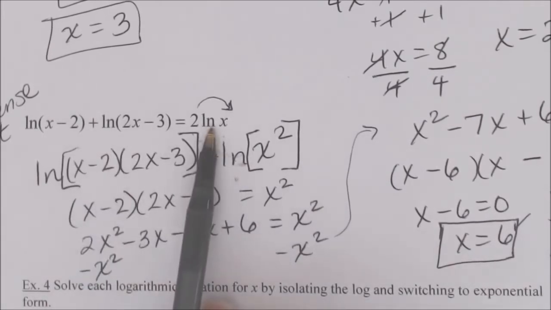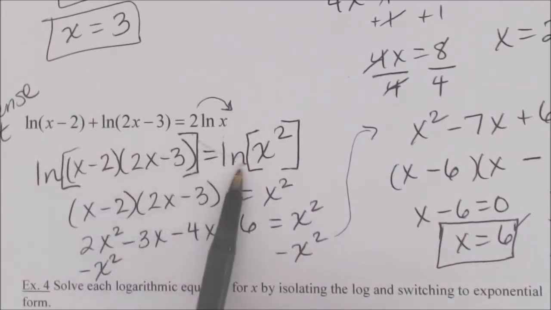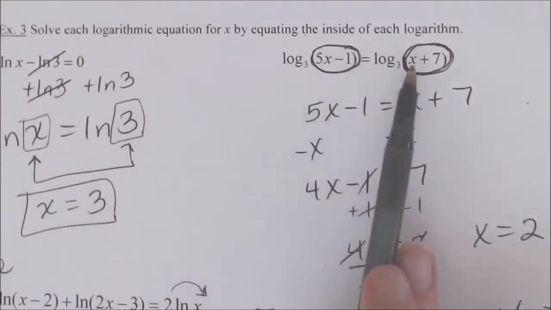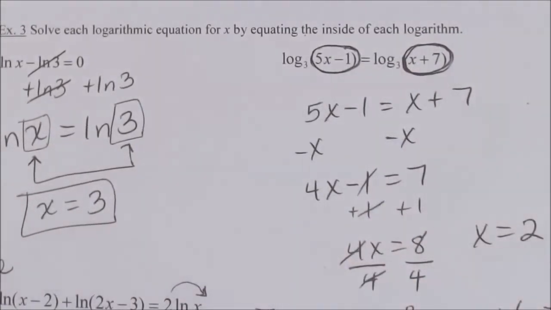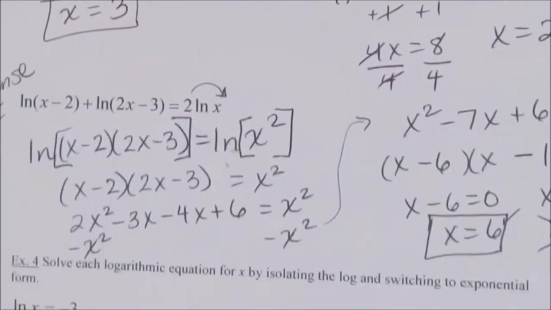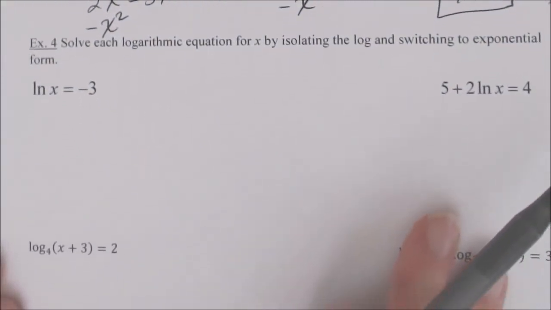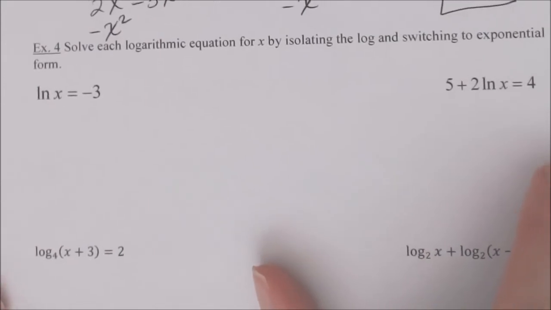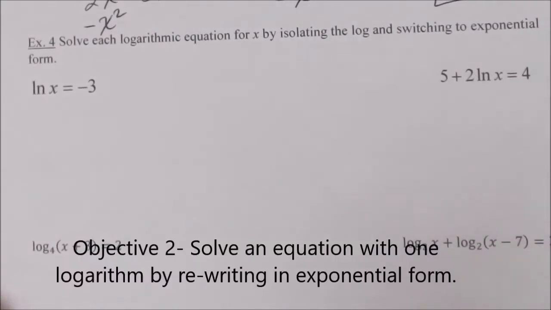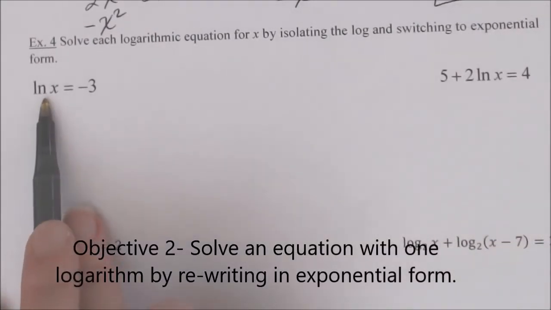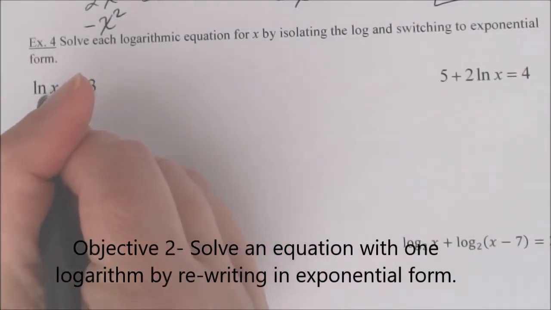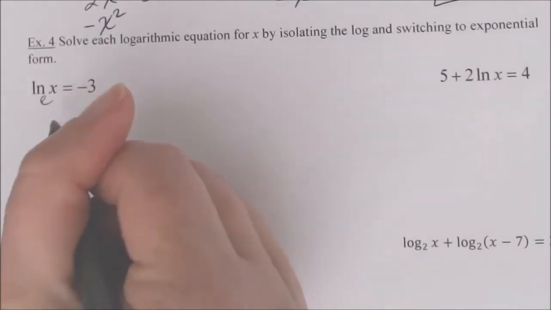And all of these equations, even after we condensed, we had a log on both sides. So when we had a log on both sides, we could drop the logs and set the insides equal. This time we have a log equal to a number. And so when that happens, we're going to have to switch it to exponential form. So what is the base when we're dealing with natural log? Don't forget that's an implied base e. So we switch it to exponential form.